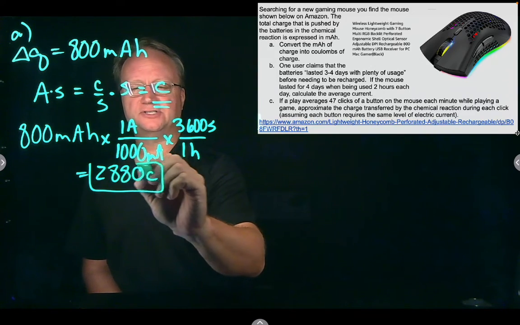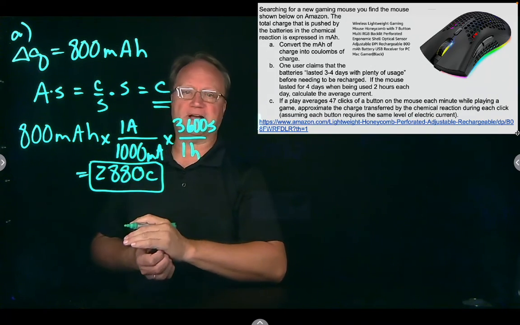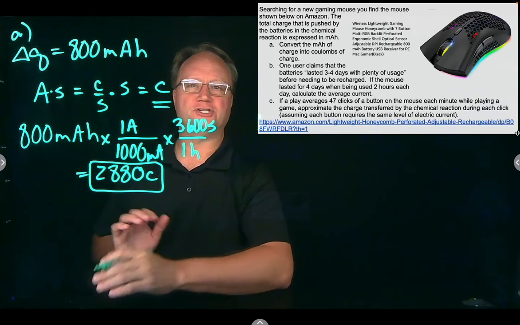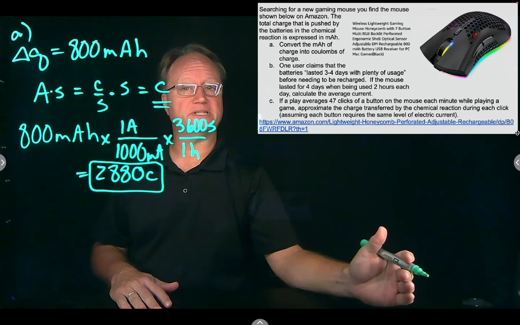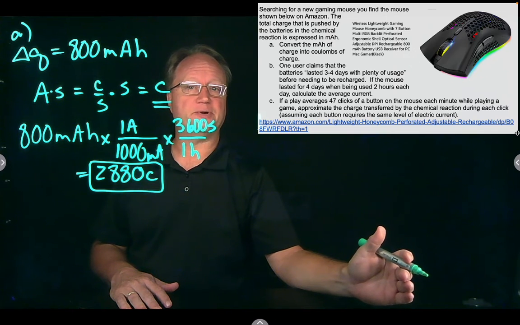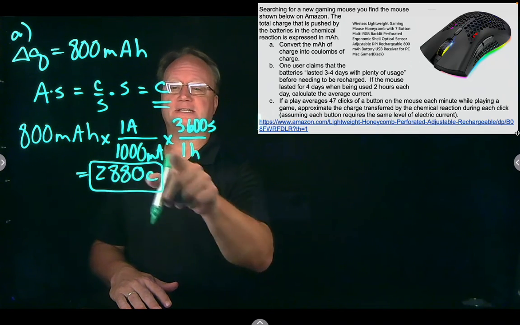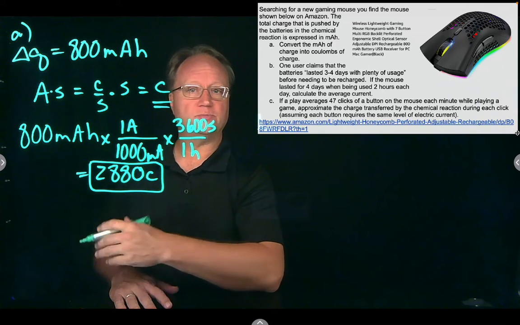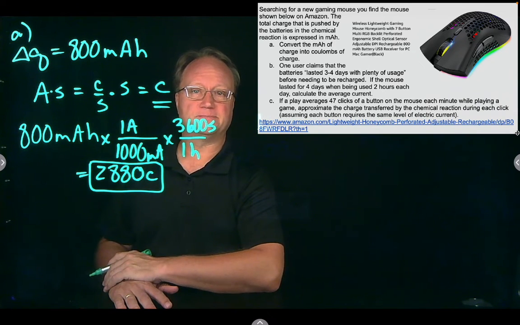coulombs. So that means in that rechargeable battery, when you start with that brand new fresh battery, until you exhaust it, you complete the chemical reaction. That chemical reaction will result in 2,880 coulombs of charge being pushed in the circuit.